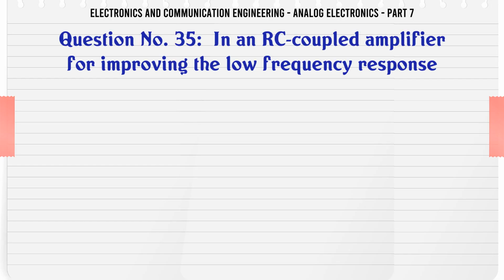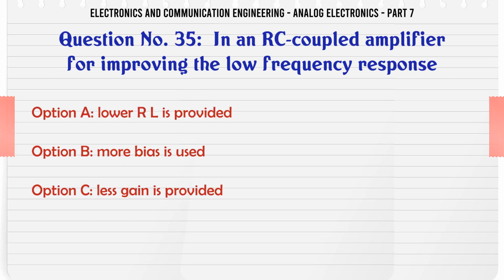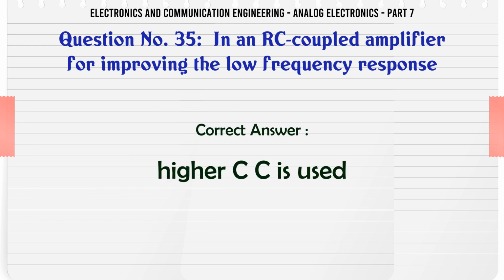In an RC coupled amplifier, for improving the low frequency response: A. lower RL is provided, B. more bias is used, C. less gain is provided, D. higher CC is used. The correct answer is higher CC is used.